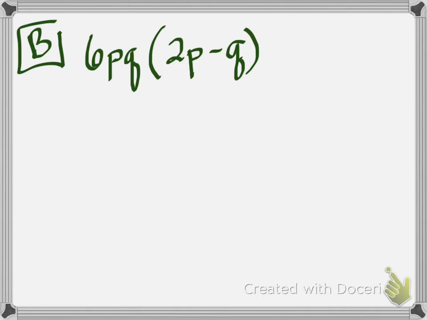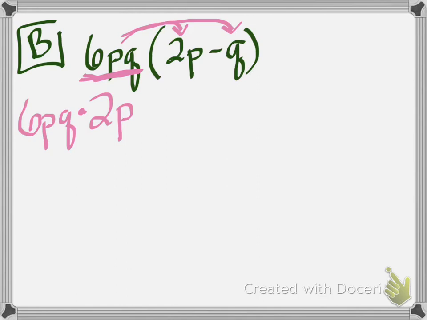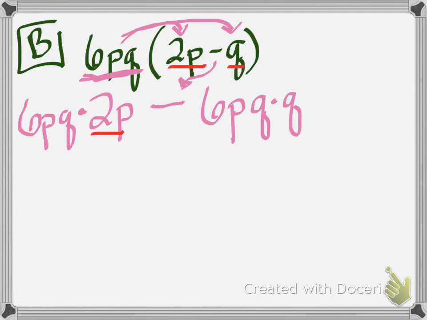Now in example B, I have 6pq times 2p minus q. So this whole piece gets multiplied by 2p and gets multiplied by a minus q. So I have 6pq times 2p minus, okay, that's where it went, 6pq times q. So again, in case this is confusing, 2p, 2p, q, and q. Okay? It gets multiplied by both terms.